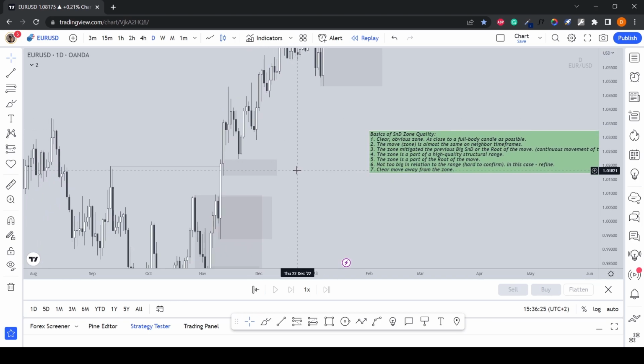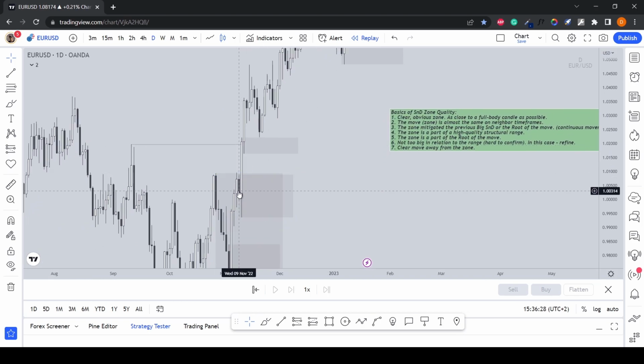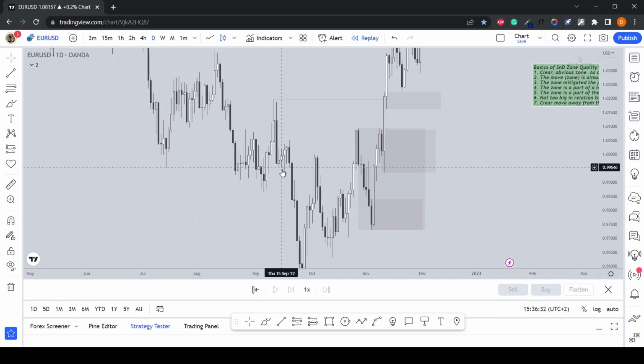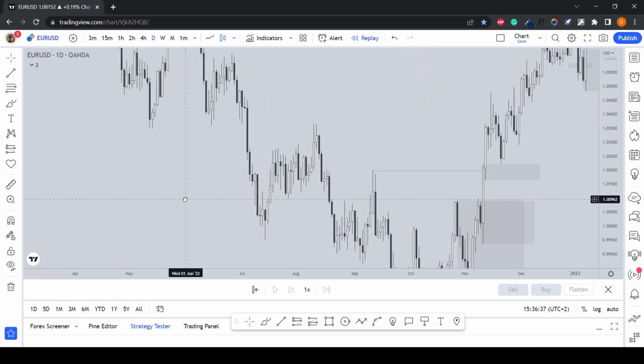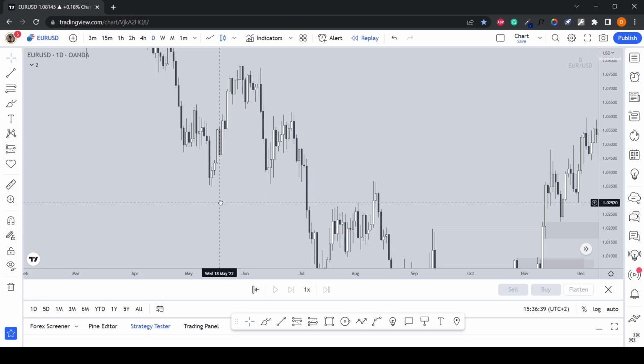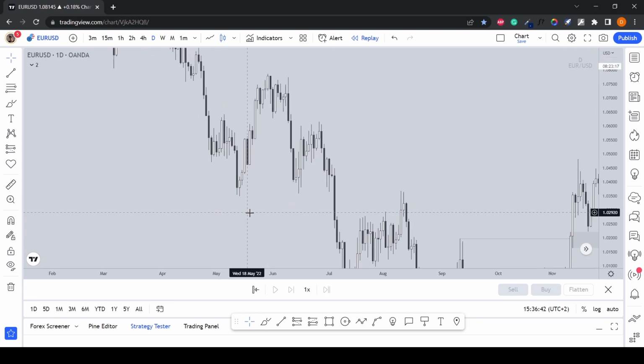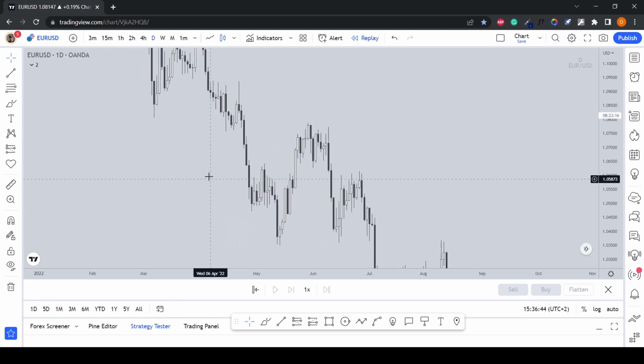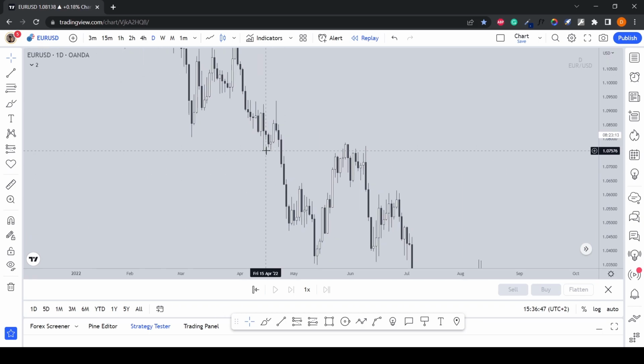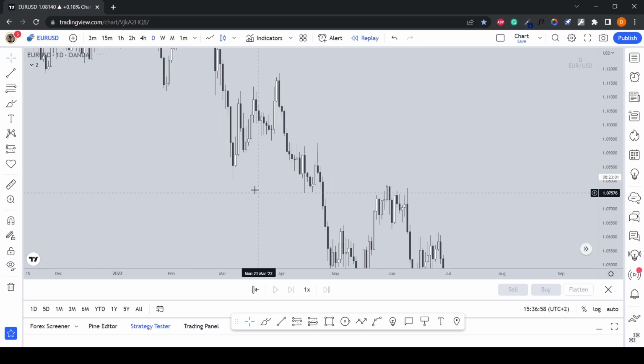Let me find one more example. Yeah, move down and clear move up away from the zone. Move up, clear move away. Now let me show you not high quality move away from the zone. One more example. Yeah, move up, move down away from the zone, a really clear move away from the zone, and then mitigation and continuation down.